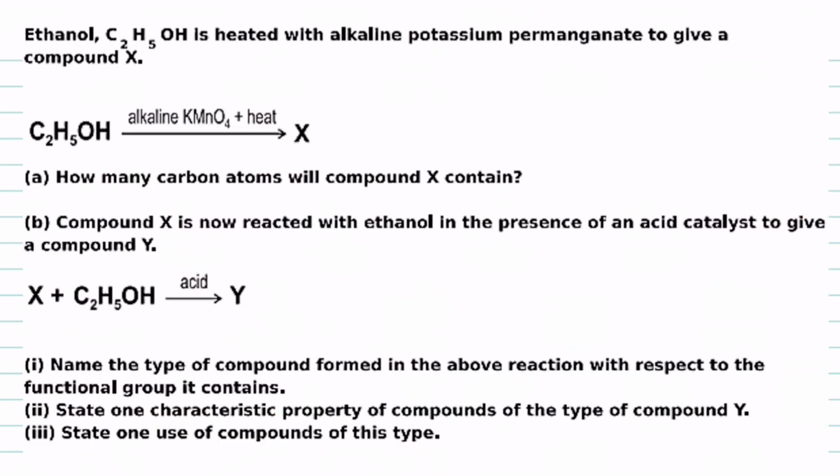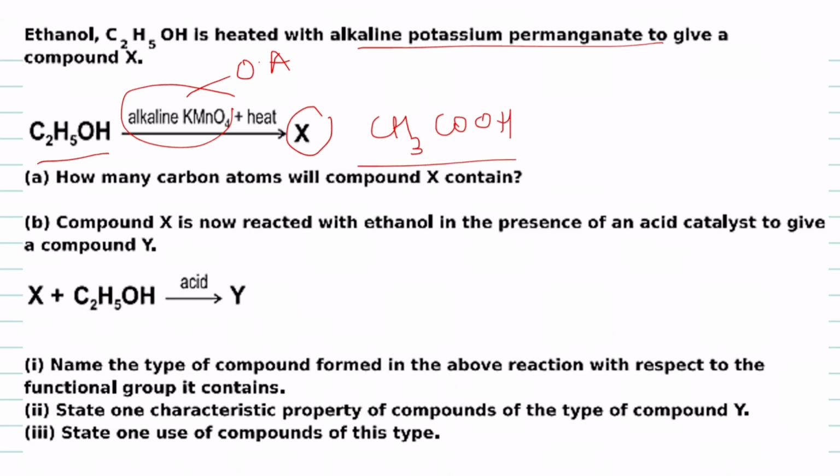Ethanol is heated with alkaline potassium permanganate to give a compound X. How many carbons will the compound X contain? So alcohol is treated with an oxidizing agent. When alcohol is treated with an oxidizing agent, it gets converted into acid.